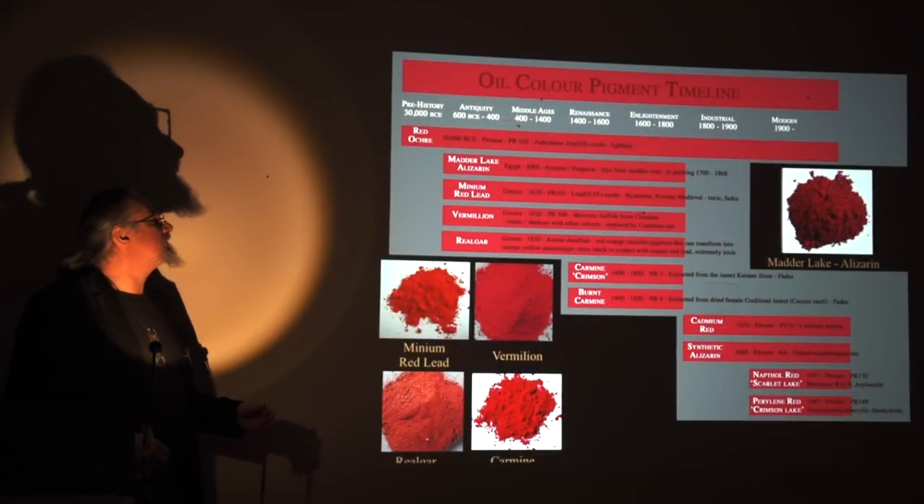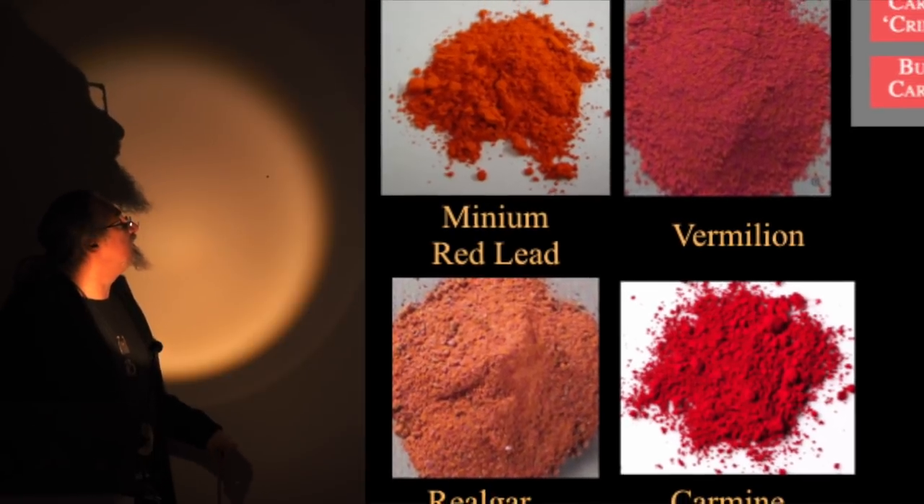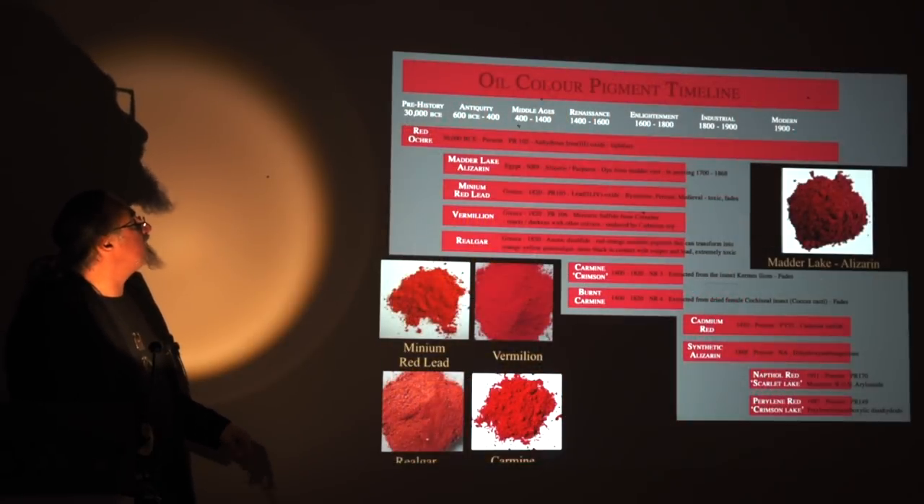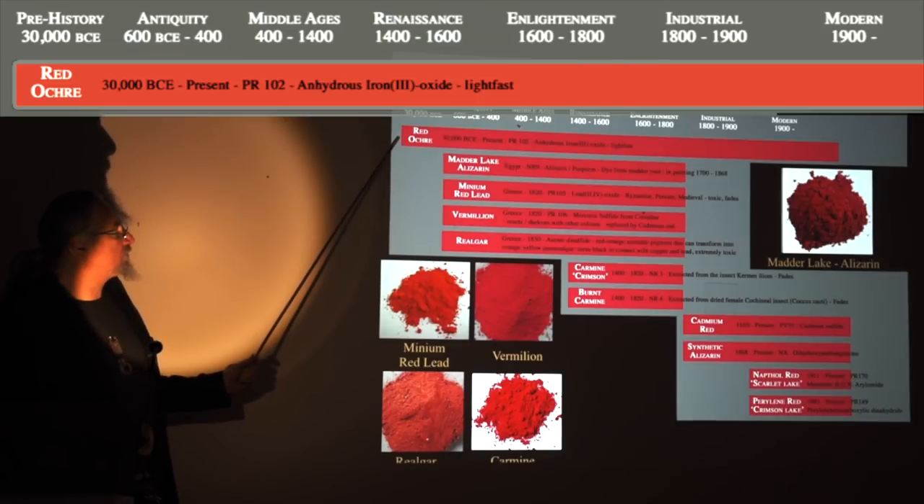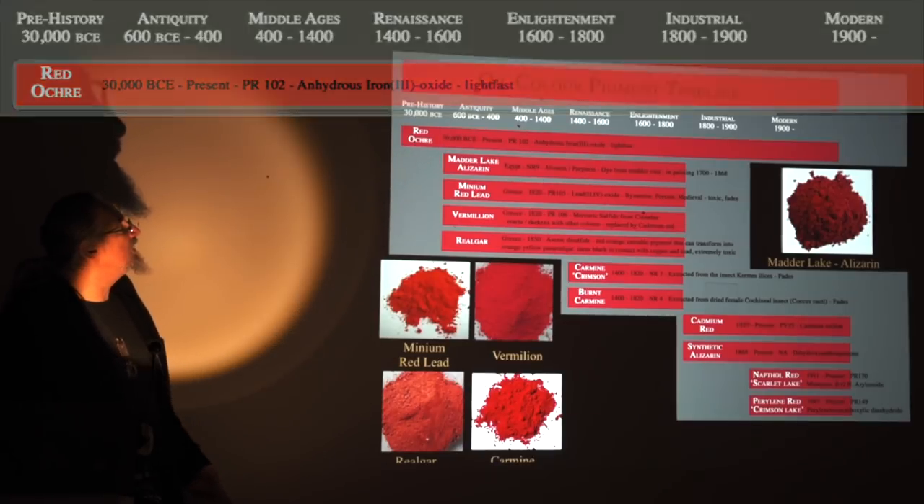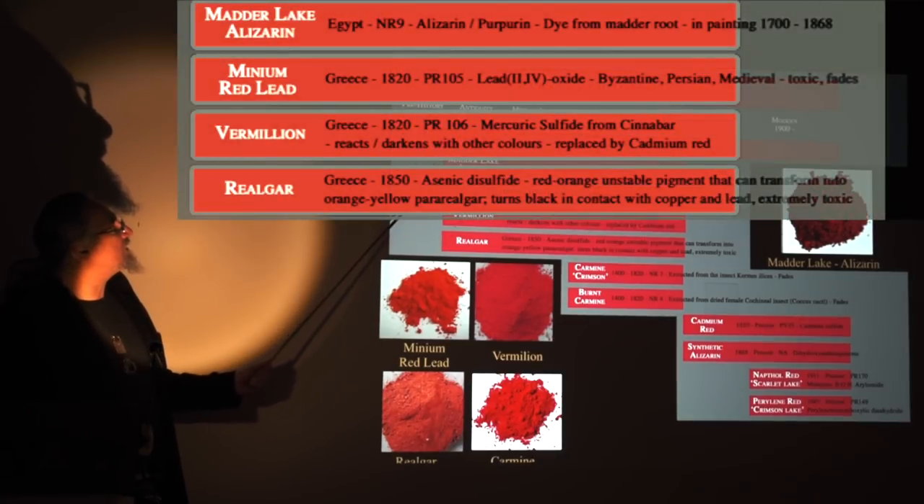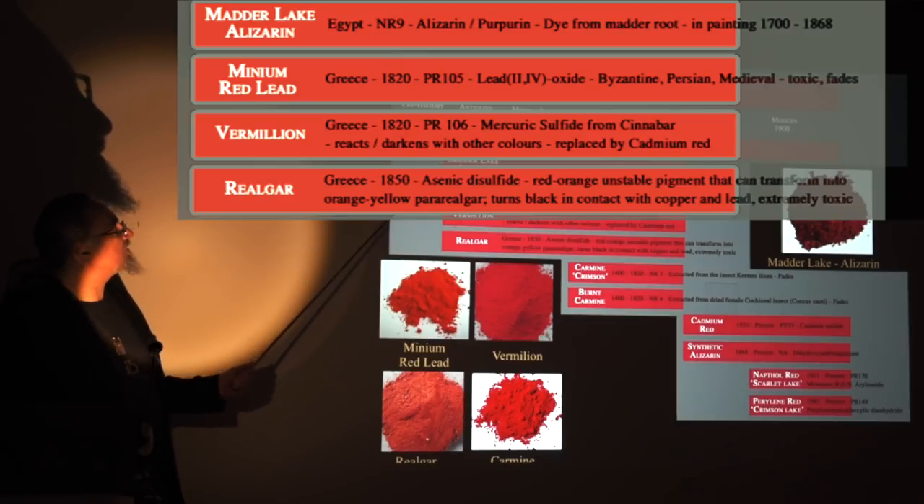Let us now look at the reds and their interesting history. Again, mineral pigments like ochre, red ochre in this case, going back into prehistory and used in cave paintings and all the way through history. Then quite early, even in Egyptian times, madder lake was used, this dye from the madder root, which is labeled as NR9 in our pigment charts.